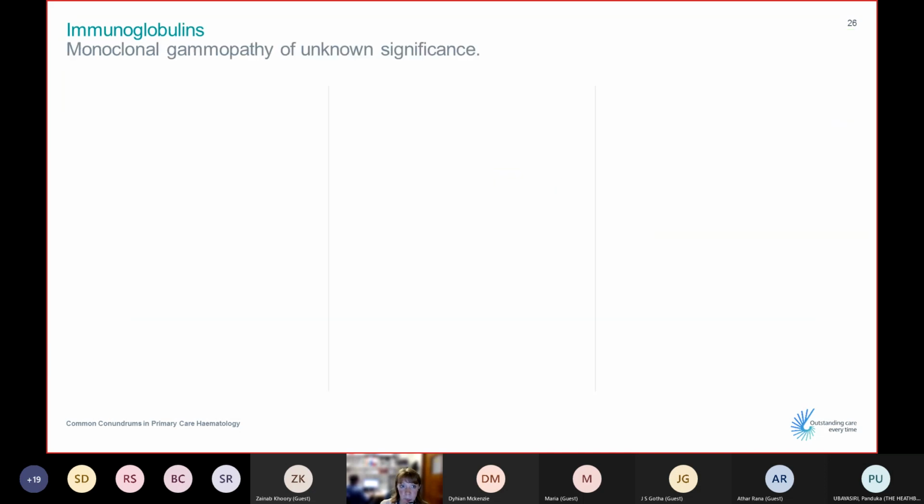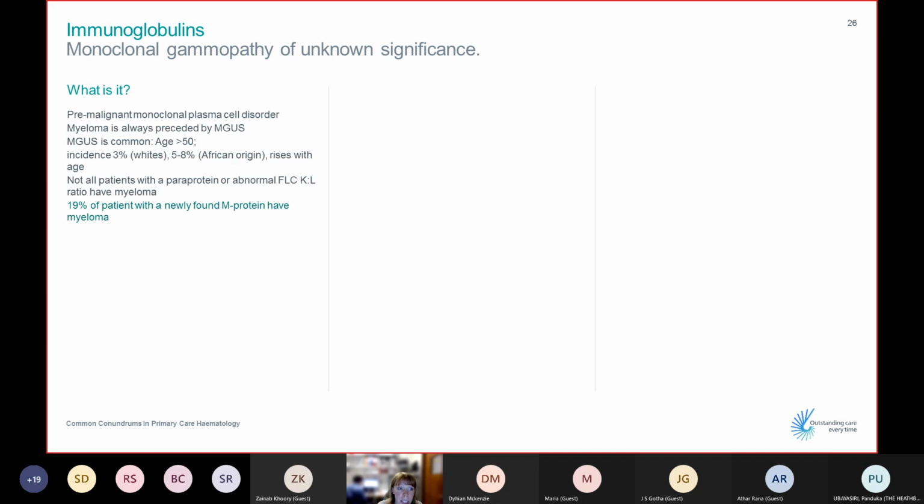So you found a patient with a new M protein. First of all, I wanted to talk about MGUS, monoclonal gammopathy of unknown significance. What is it? It's a pre-malignant monoclonal plasma cell disorder. Myeloma is always preceded by MGUS, and MGUS is very common. At the age of over 50, the incidence is 3% in a white population and up to 5 to 8% in patients of African origin, and this only rises with age.